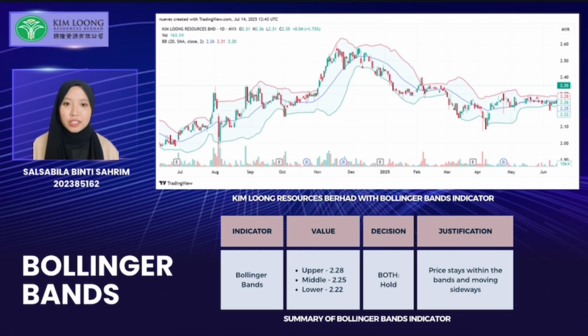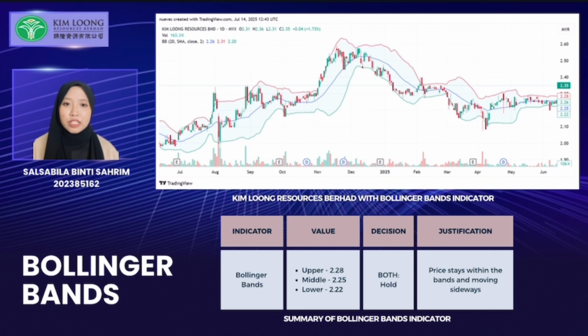The second technical overlay indicator is Bollinger Bands. The figure shows the chart with the Bollinger Bands indicator over the past year. As of 13 June 2025, the value of the upper band is RM2.28, the middle band is RM2.25 and the lower band is RM2.22. The current price of KM Long is around RM2.25 to RM2.26, which is close to the middle band and within the Bollinger Bands range.